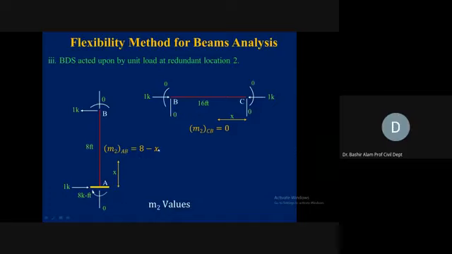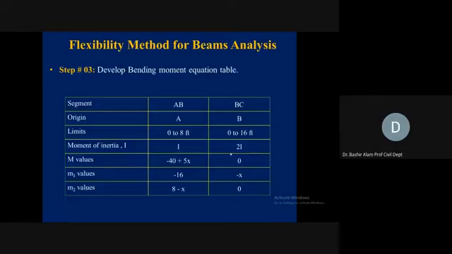So M2 for AB is equal to, now writing the moment equation, 8 minus 1 times x. So 8 minus x is recorded here. Here, taking this origin, 0 times x plus 0, so 0 is recorded here. M2 values are final now. Now we complete this table.